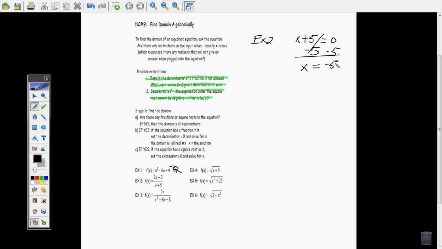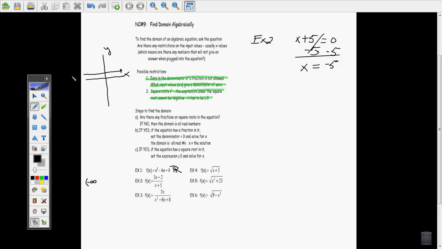What does that tell me? This is my restriction. This says that in my domain here, x cannot be negative 5. So this is how I would write this in interval notation. I can go from negative infinity. When I'm writing my notation, I'm going to go from left to right. If I'm thinking about my graph, where here's my x-axis and here's my y-axis, I'm going from left to right. So far left, that's negative infinity.